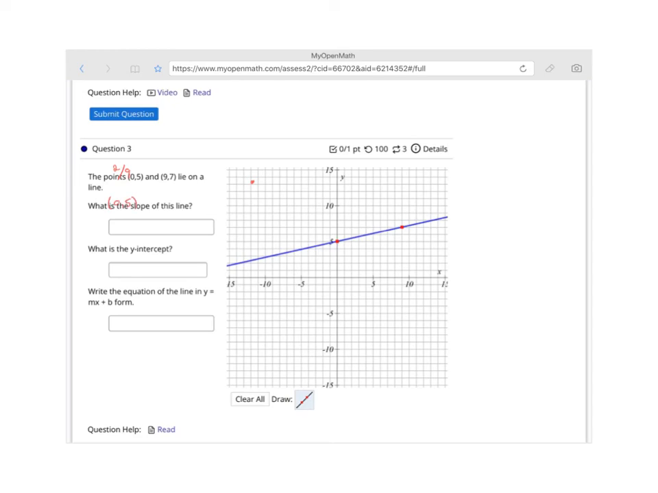Once you know the slope and the y-intercept, you can write the equation. So y equals m, which is my slope of 2/9, x, and then plus b, which is my y-intercept, which is going to be 5. So it's y equals 2/9 x plus 5.